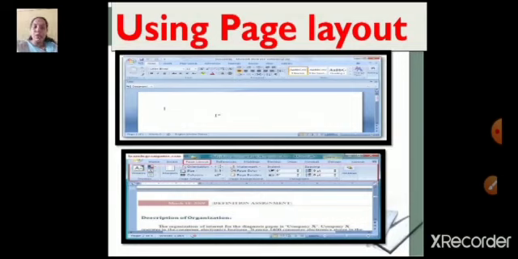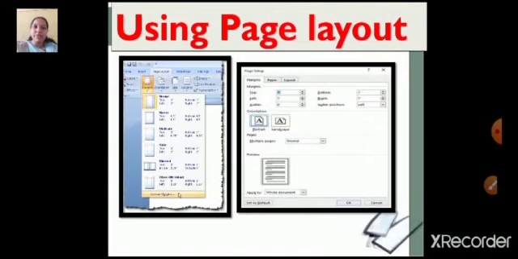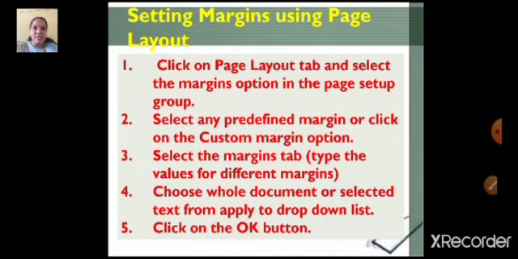By using a page layout, you need to click on Page Layout tab, click on Margins, you get a drop down list. There you can select the predefined one if you are okay with that. If you require to make the changes to the margin, you need to click on Custom Margin, you get the Page Setup dialog box. There you need to enter the values of the margin size. Then you have to click on Apply To option, whether you need to apply to whole document or the selected part. Then you have to click on OK. These are the steps once again to set the margin using the Page Layout tab.